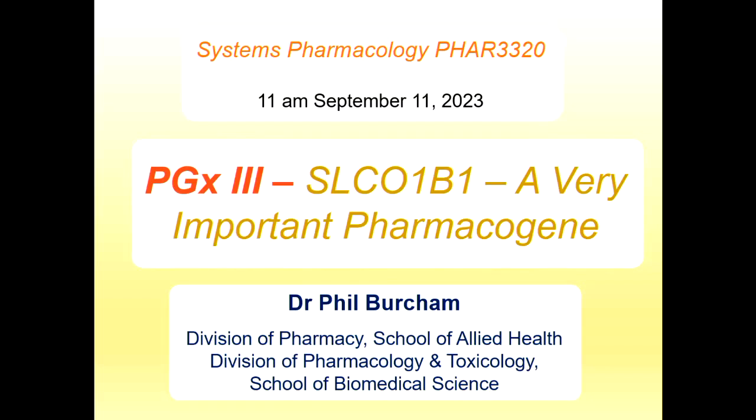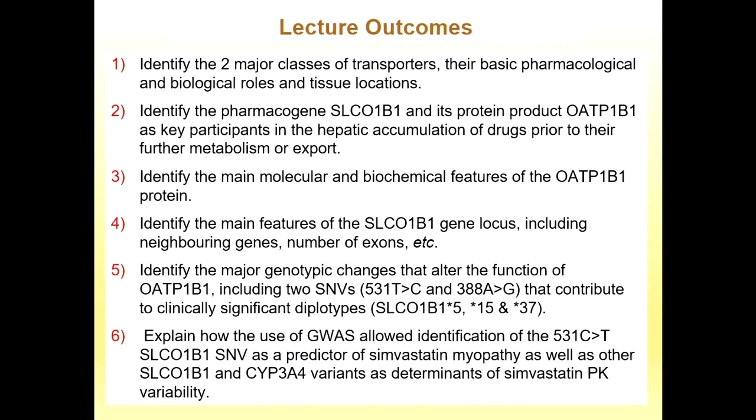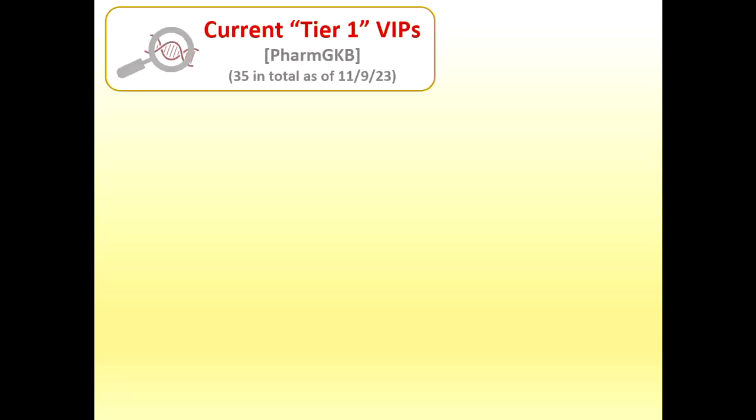And of course in our last lecture we looked at perhaps the best study of all pharmacogenes, cytochrome P450 2D6, which is probably more subject to genetic variability than any other gene known to pharmacology. But probably a close second would be SLCO1B1. So this is the topic of today's lecture.